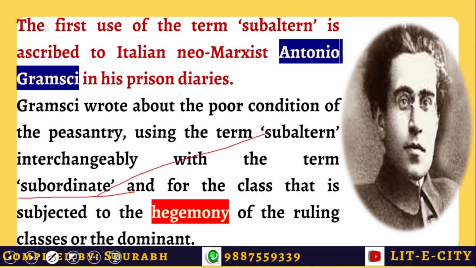It means a kind of subordinate, a person who is not in the main line, for the class that is subjected to the hegemony of the ruling class or the dominant. So there is a ruling class, there is a dominant, and it is basically the dominant that decides what should be included in history and what is excluded.